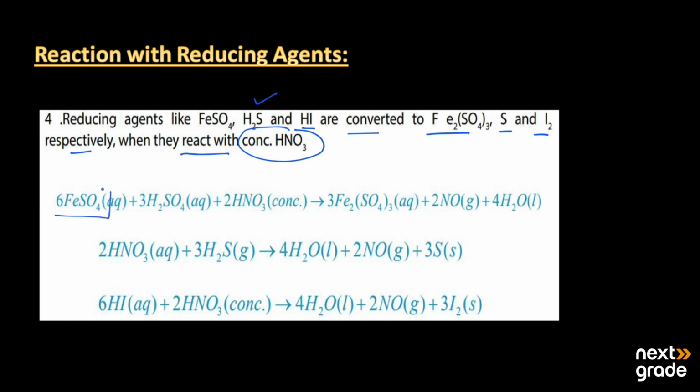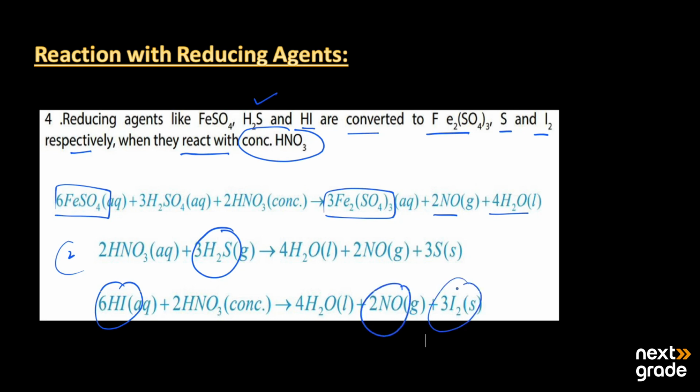When it reacts with iron sulfate, it produces ferric sulfate, nitrogen oxide and water. In the second, when it reacts with hydrogen sulfide, which is a highly reducing agent, it produces water, nitrogen oxide and sulfur. And in the third, when it reacts with hydrogen iodide, which itself is a reducing agent, it produces water, nitrogen oxide and iodine. So the three reducing agents, when they react with this, produce different types of products.